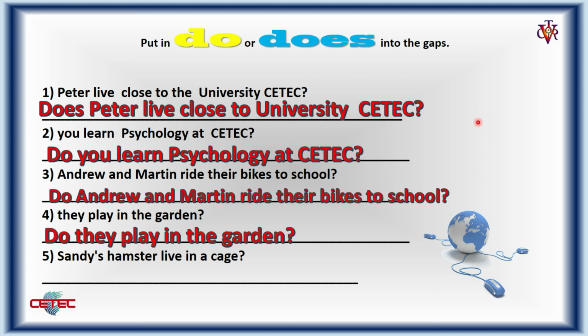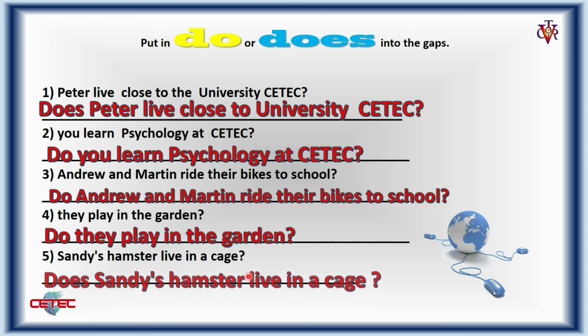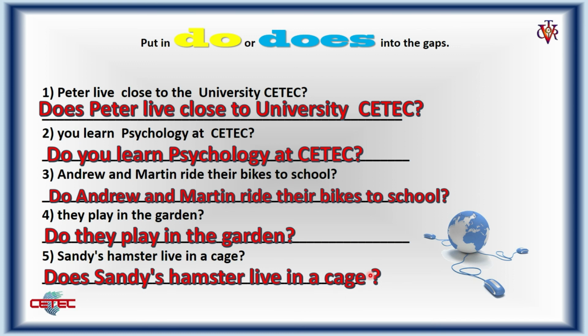Now, the last one. Sandy's hamster lives in a cage. Now, Sandy's, it's a girl, so that means it's only one person. She's talking about a hamster, but it's about Sandy's. Does Sandy's hamster live in a cage? Check your answers.